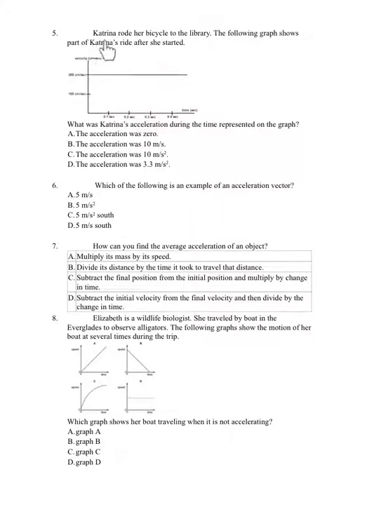Number 5. Katrina rode her bicycle to the library. The following graph shows the part of Katrina's ride after she started. What was Katrina's acceleration during the time represented on the graph?